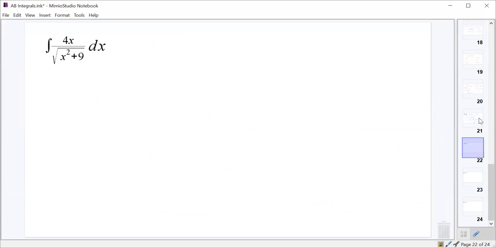And then I want to go back to that 1 plus sine x, 1 minus cosine x idea that we had the other, I don't know, 5 problems ago or so. So what do we think? What should u equal for the integral of 4x over root x squared plus 9? x squared plus 9. Okay, so u equals x squared plus 9.